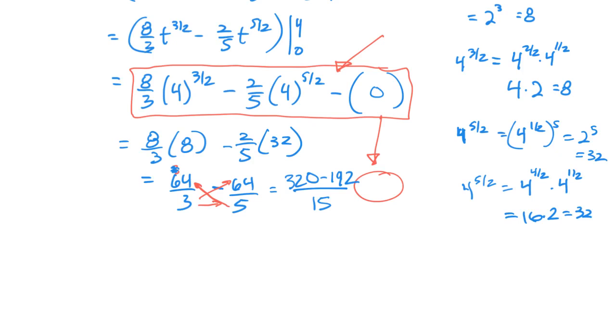And then we just do the problem from there. So 320 minus 192 is 128 over 15. So that's the answer. But all of this here is optional. You don't have to show me that. I know that everybody's capable of arithmetic. So the work I'll need to see is this step here.